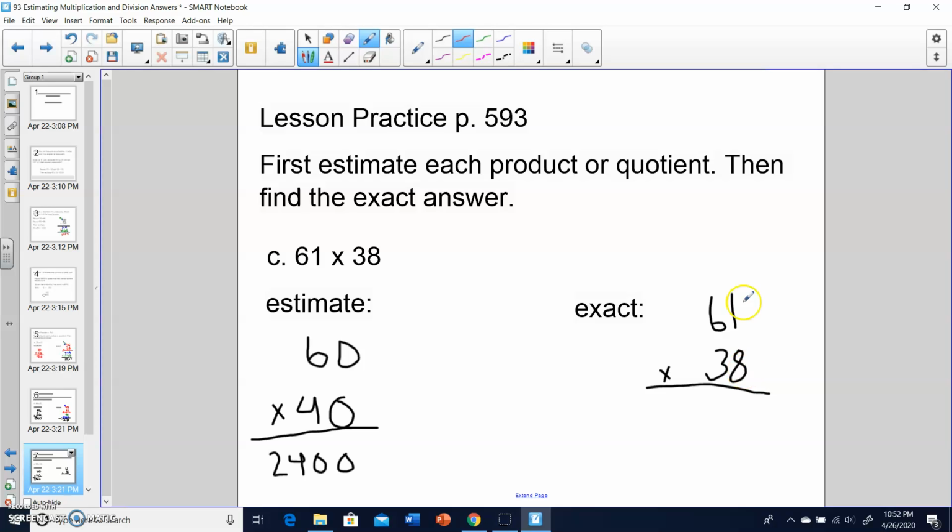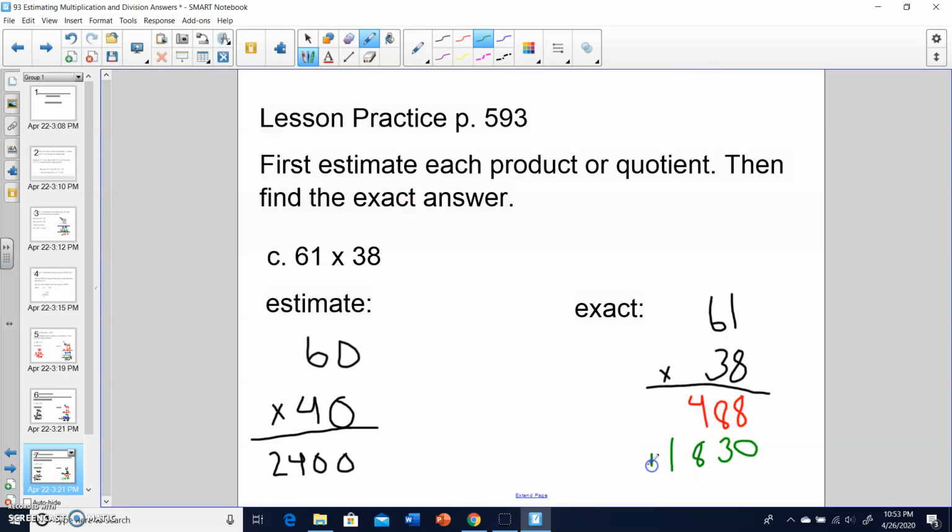Multiplying 8 times 61. 8 times 1 is 8. 8 times 6 is 48. Okay, moving to the tens place. 30 times 61. 3 times 1 is 3. 3 times 6 is 18.